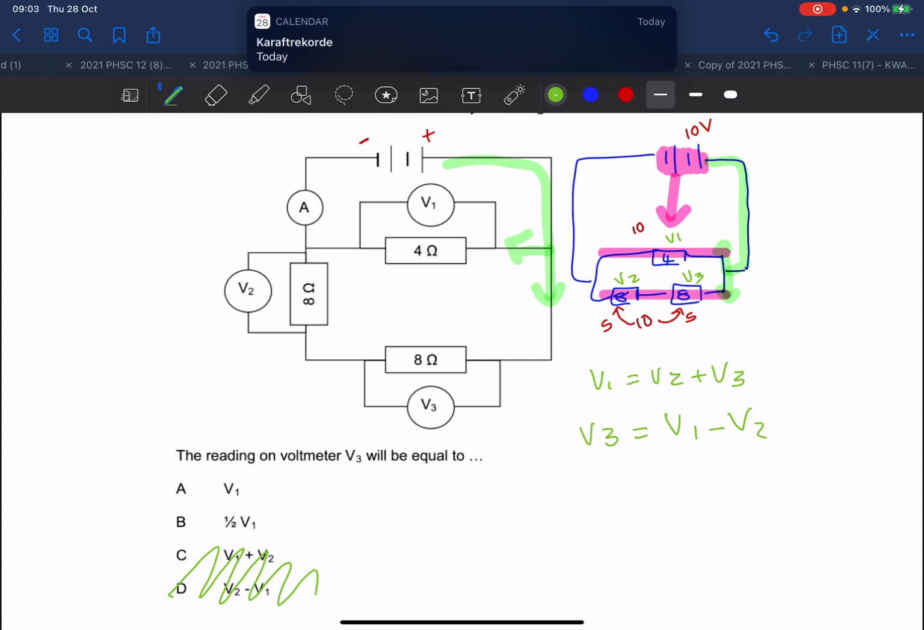Okay, now they say we must compare it to voltmeter 1. Is voltmeter 3, that's 5, equal to voltmeter 1, that is 10? No, it is half of it. So that is why the answer is B. Who got it right? Well done. You. Did you copy? Yes.